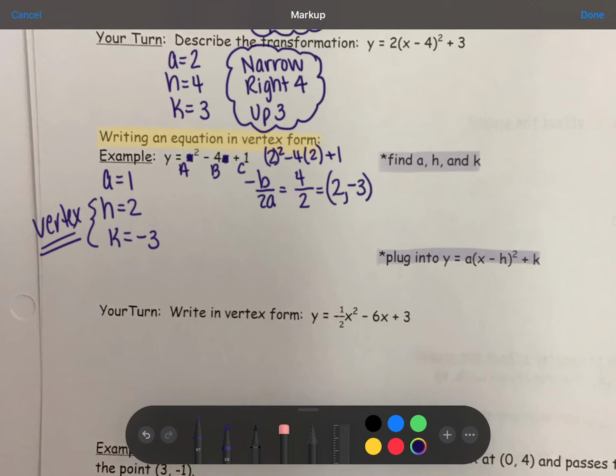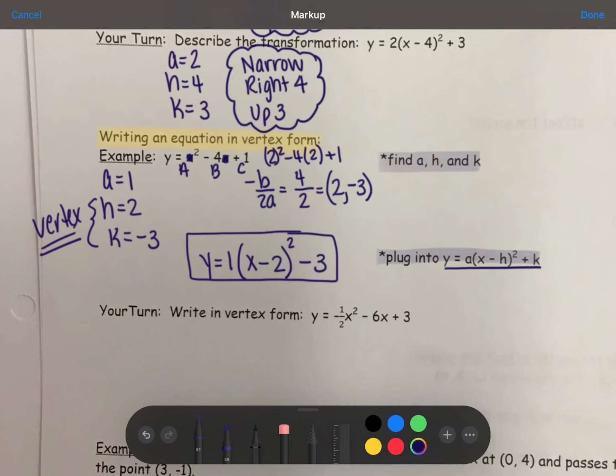So I have found A, H, and K, and I'm not describing this time, but if I had to, I could. But I want to write an equation in vertex form. So once I have my A, H, and K, I'm ready to plug it into the formula, which is written y equals A times x minus h squared plus k. So here we go. We're going to say y equals A. You don't have to put the 1 there, but it's good practice. X minus my h, which we found to be 2. Don't forget your parentheses and your squared. And then plus k, so I'm going to put minus 3. So find A, H, and K and plug it into the vertex form.